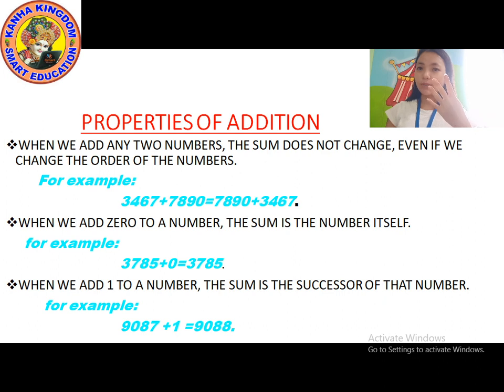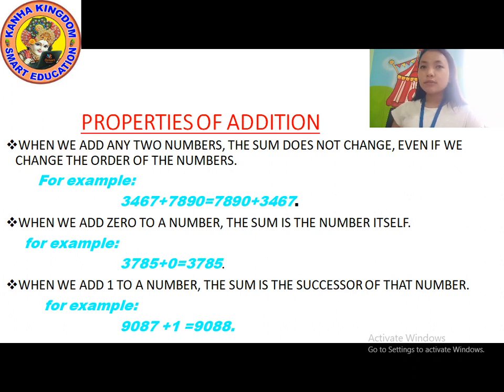That means, what does it mean? You got the successor of 3 as the sum. So it means when we add 1 to a number, the sum is the successor of that number. For example, 9087 plus 1, we get 9088, because 9088 is the successor of 9087, right?